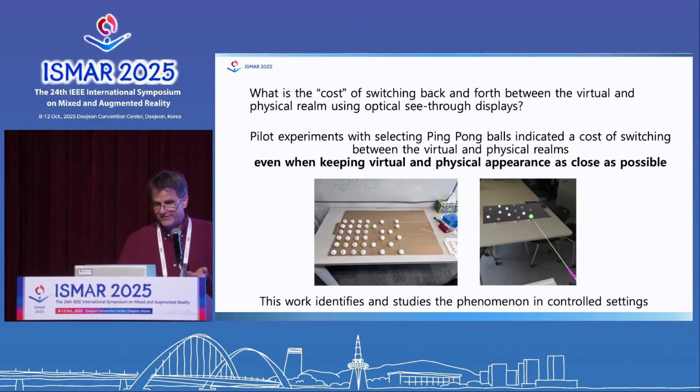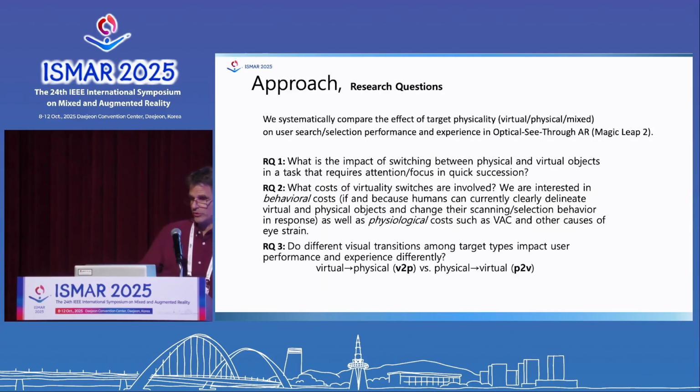All right, so this work that I'm presenting here now identifies and studies this phenomenon in more controlled settings. So, research questions: what is the impact of switching between physical and virtual objects in a task that requires attention and focus in quick succession, right? So it's actually a selection task with these sequence numbers. And then we are interested in what costs are involved. There could be behavioral costs of the user changing something because of certain circumstances, or there could be physiological costs. So the VAC would be part of the latter, right? Or other causes of eye strain.